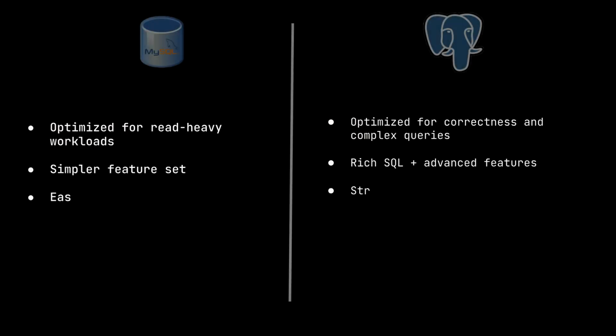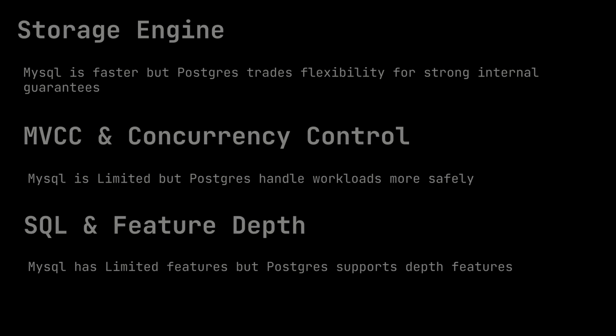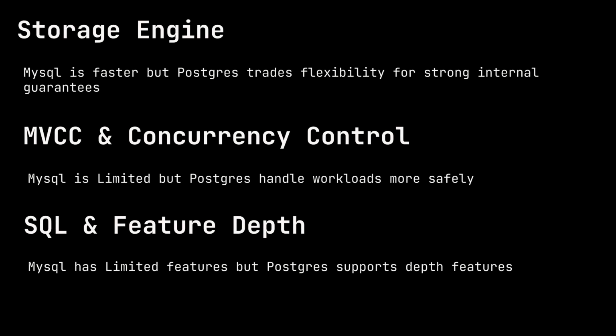at that scale. MySQL and PostgreSQL are both relational databases, but they are designed with different priorities. MySQL focuses on speed, simplicity, and read-heavy workloads, which is why it's popular for web applications. PostgreSQL focuses on correctness, advanced SQL features, and strong transactional guarantees, making it ideal for complex systems. The storage engine of MySQL is faster, but Postgres trades internal guarantees. Concurrency control for MySQL is limited, but for Postgres it's safer overall, with more feature depth, as Postgres adds common features that MySQL lacks. So what and when to choose?